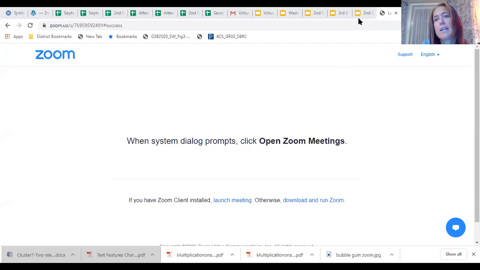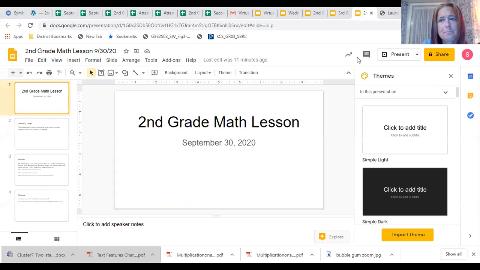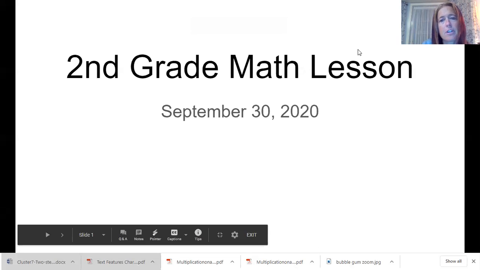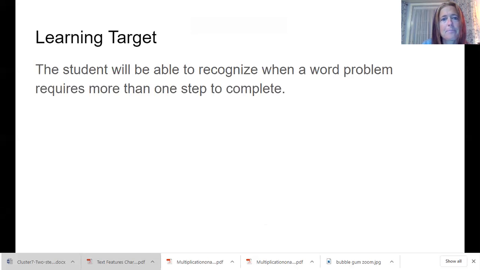We are going to be working on word problems that require more than one step to answer today. Here is our slideshow. Today is September 30th, and this is our math lesson. Our learning target for today is that the student will be able to recognize when a word problem requires more than one step to complete.